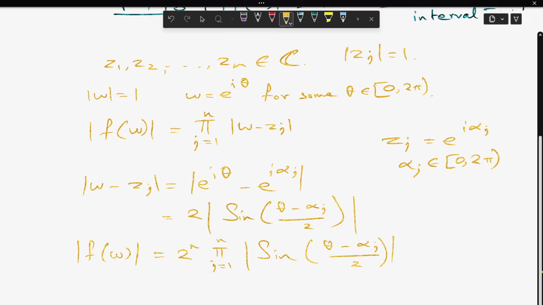Now after that what can we do? So now we are going to find the range of modulus of f omega on the unit circle. Now the maximum value: when omega is far from all zj, the modulus of f omega can be large. But since modulus of omega equals 1 and modulus of zj also equals 1, the maximum value has to be finite. However, we are interested in the range closed 0 1.